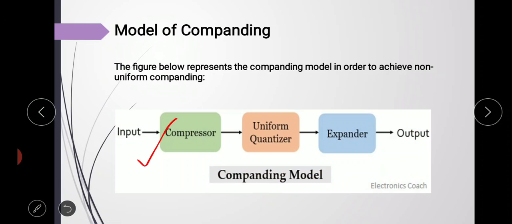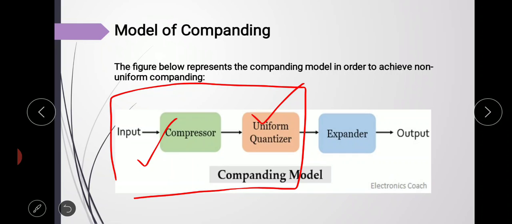As we know, detection of weak signal is difficult. High amplitude signal needs more bandwidth and also is more likely to distortion. The output of the compressor is provided to uniform quantizer where the quantization of the applied signal is performed. Means here the quantization is performed. At the receiver end, the output of the uniform quantizer is fed to the expander. Means in this companding model, these 2 blocks are present in the transmitter section.